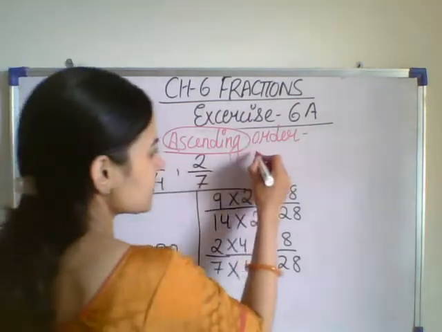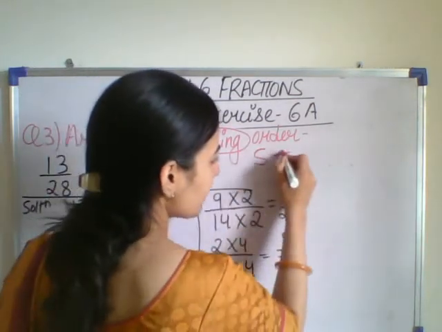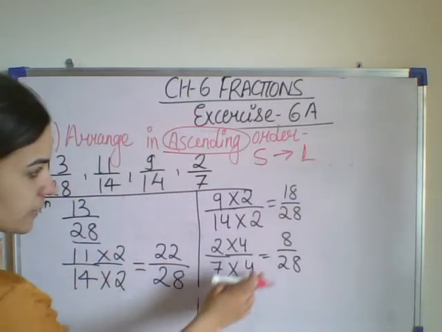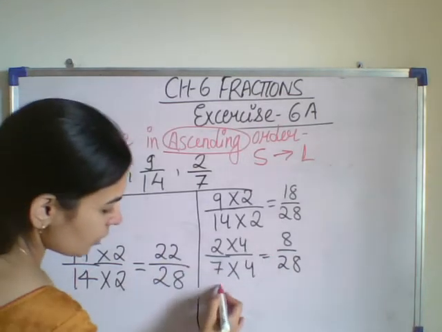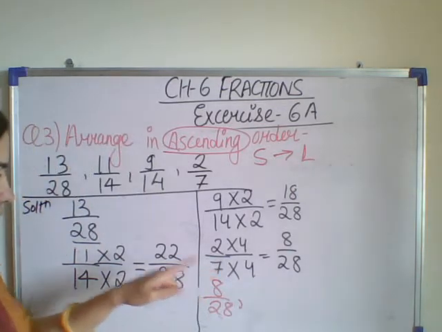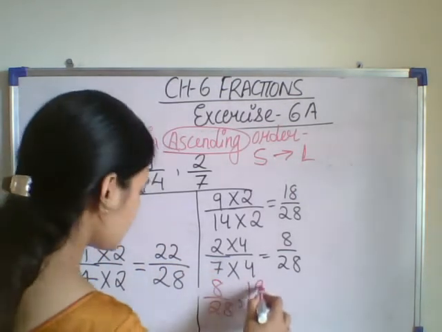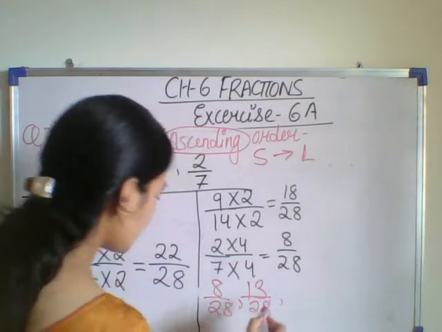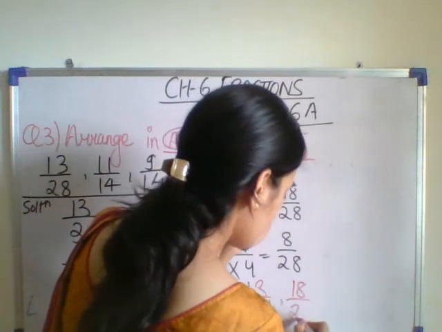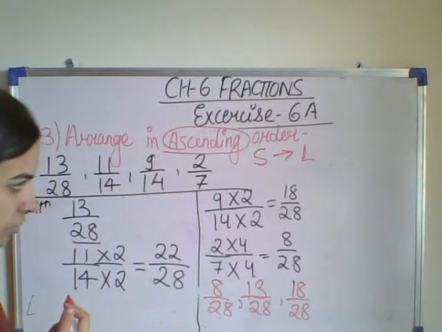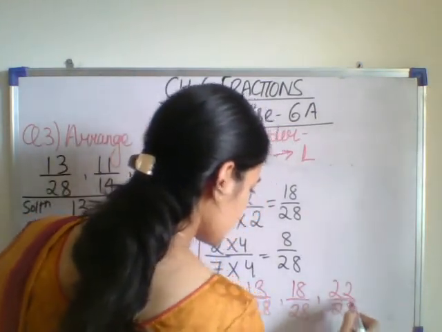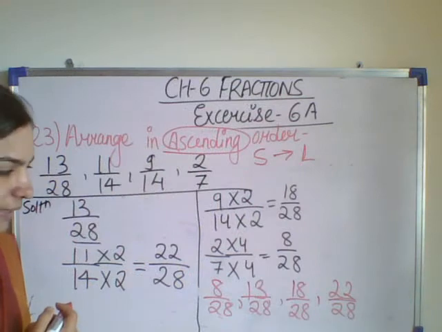Ascending means first we have to write the smallest, and at the end we have to write the largest. So the smallest one is 8. So 8 by 28 I will be writing. After 8, the smallest one is the 13. 13 by 28. After 13 by 28, the smallest is 18 by 28, and at the last I will be writing 22 by 28. In this way I will be writing.